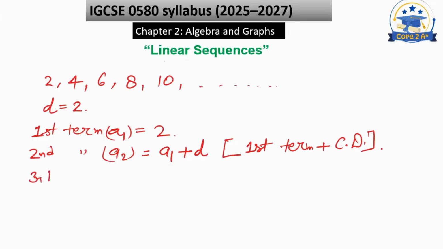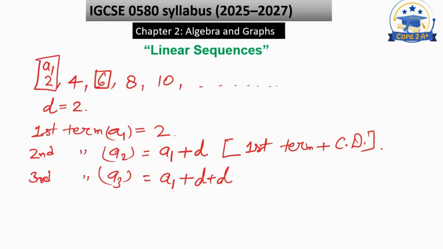Similarly, for the third term, A3, what do you need to do? A1 plus, here we need to add 2 times D. D plus D, right? How can we get A3? A1 is your 2. Add 2 times D. D is 2, plus 2, 2 to 4 to 6. Yes, it is, right? So it means A1 plus 2D.